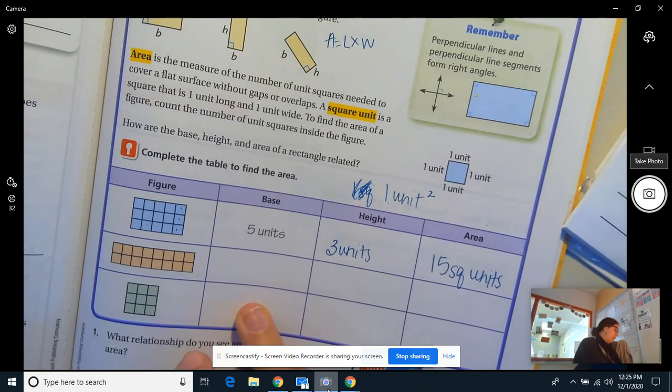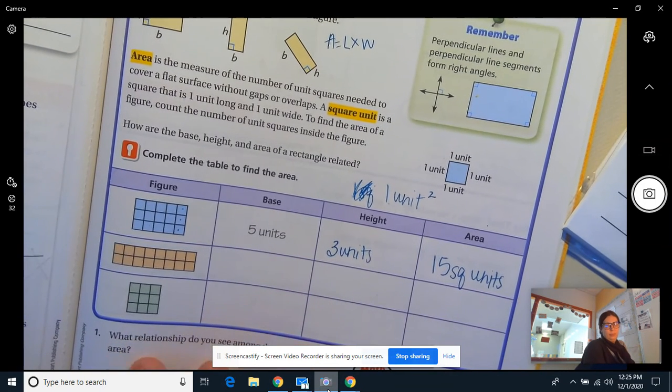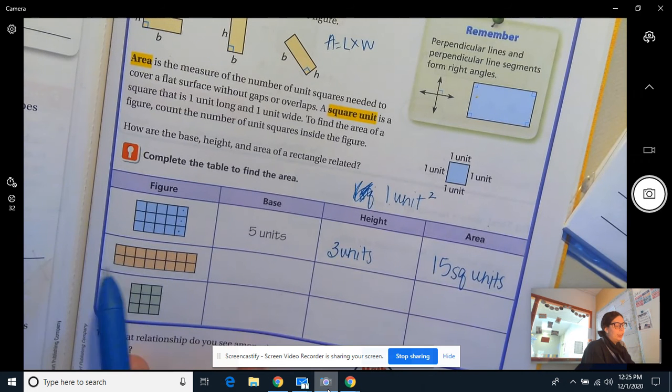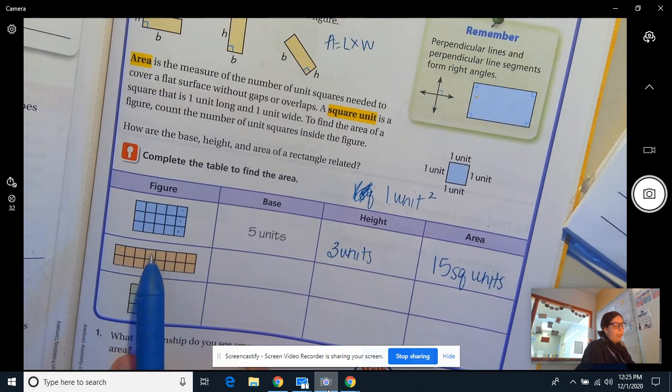Area, what did you say? 8 units. Let's check. 1, 2, 3, 4, 5, 6, 7, 8 across.